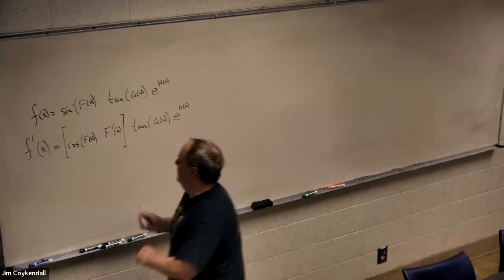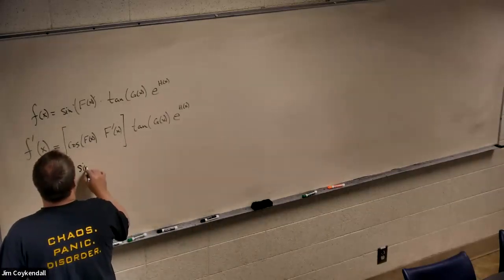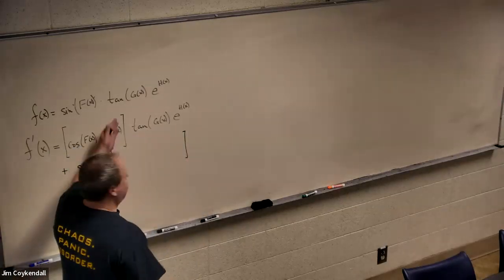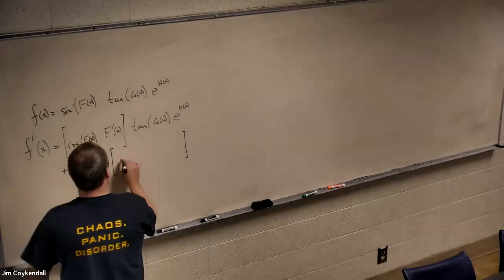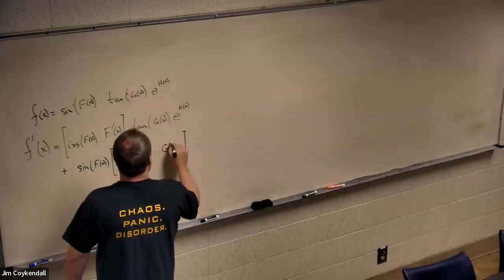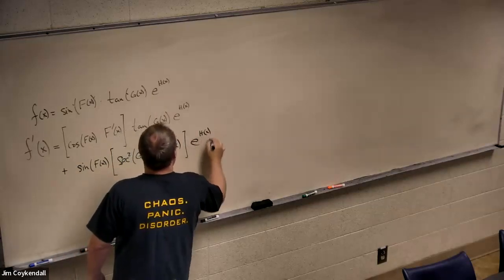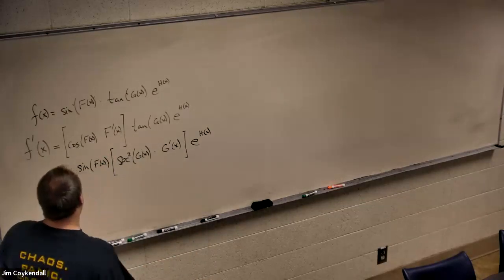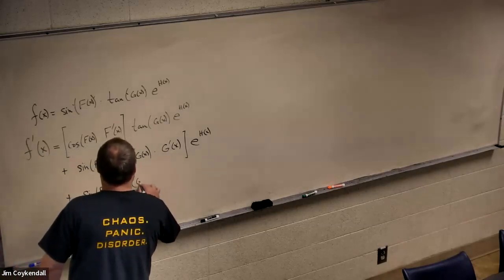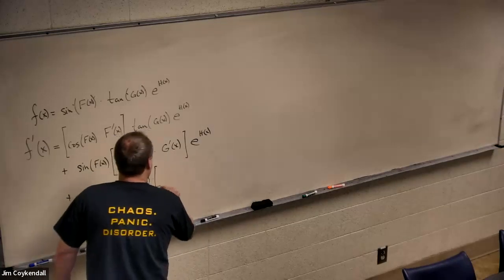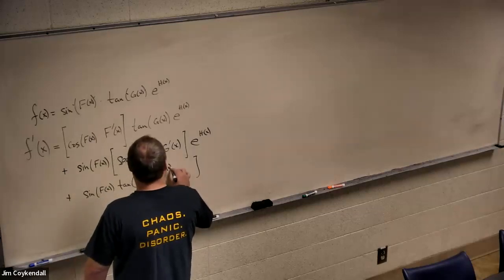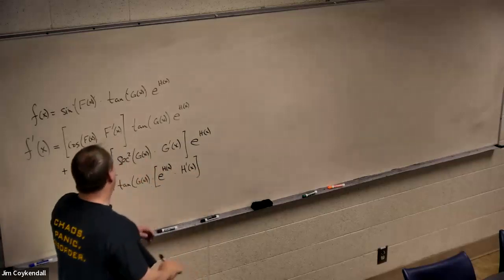The next term in the product rule is sine F of x, and now it's the middle guy's turn to have its derivative taken. The derivative of tangent of blob is secant squared of blob. The chain rule says, hey, you're not done. You've got to multiply by the derivative of what's inside. Finally, it's the last one's turn. The derivative of e to the blob is e to the blob, I love that one, times H prime. There you go.